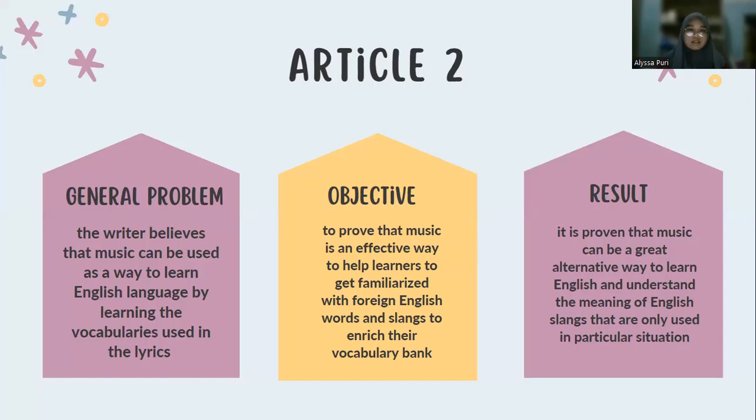The objective of Article 2 is to prove that music is an effective way to help learners to get familiarized with foreign English words and slangs to enrich their vocabulary bank that can be helpful for their daily life. And the result of Article 2 is that it is proven that music can be a great alternative way to learn English and understand the meaning of English slangs that are only used in particular situations, such as in daily conversation and perhaps in creative writing.